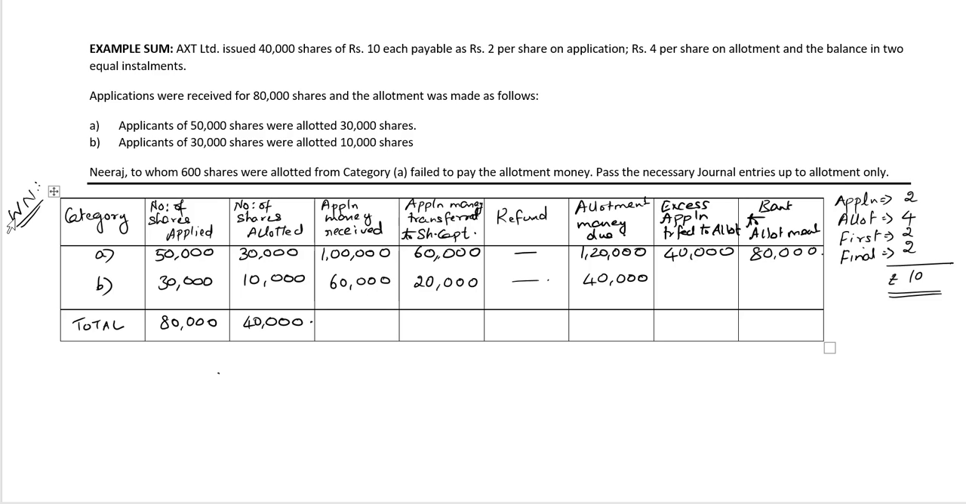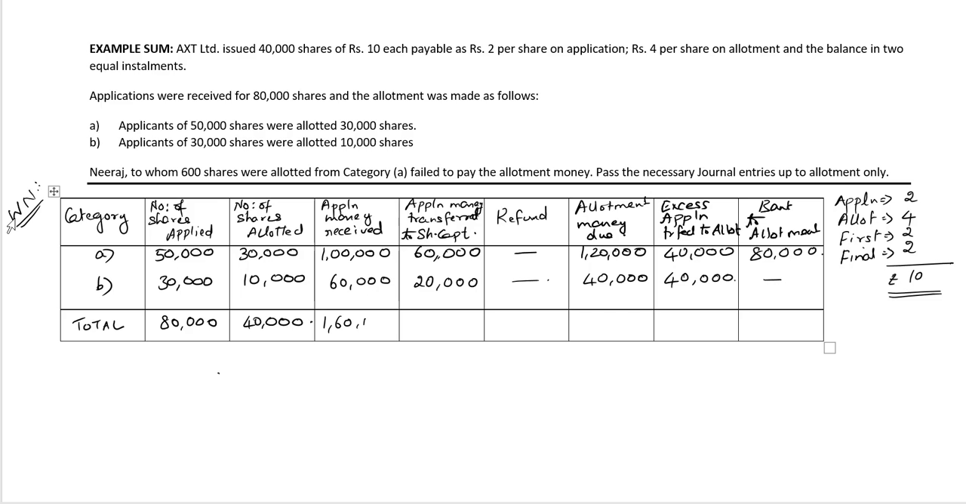Excess application transferred to allotment. The excess application money is 60,000 rupees minus the 20,000 rupees, comes up to 40,000 rupees. So we will transfer excess application money of rupees 40,000 to the allotment, and therefore there is no amount which will be paid on allotment. 40,000 minus 40,000, nil. Let's total up the columns.